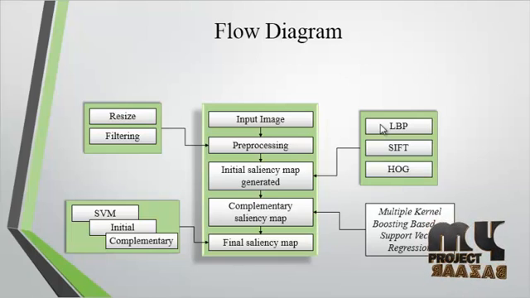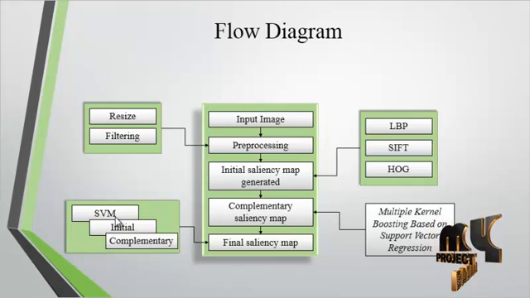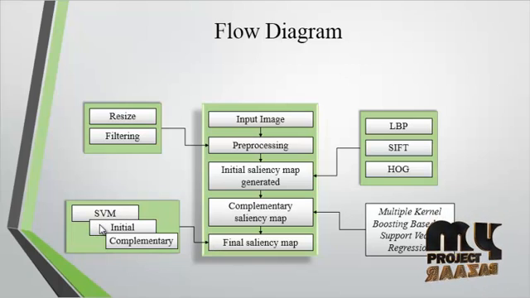After gathering the feature points for the saliency, the complementary saliency detection is carried out. In the complementary saliency detection, multiple kernel boosting on support vector regression is applied to get the complementary saliency map. Then the initial and the complementary saliency maps, along with the SVM, are combined together to form the final saliency map.